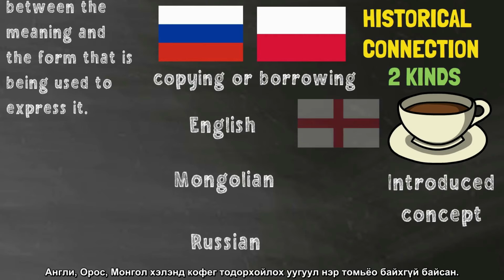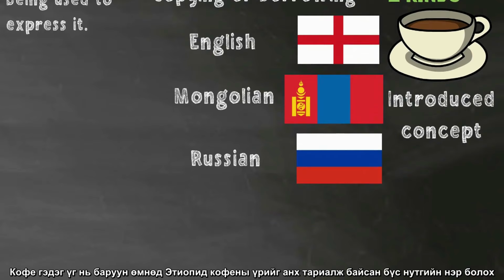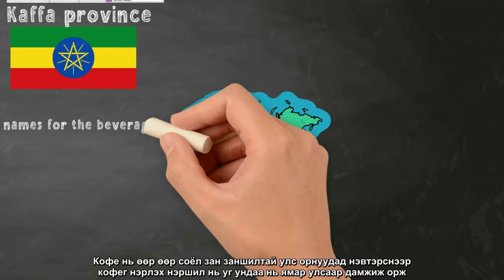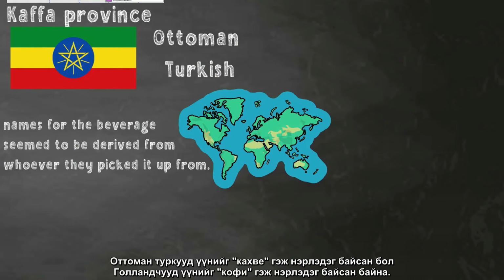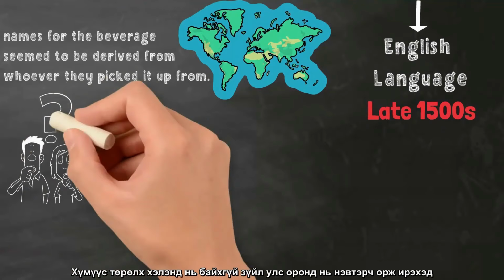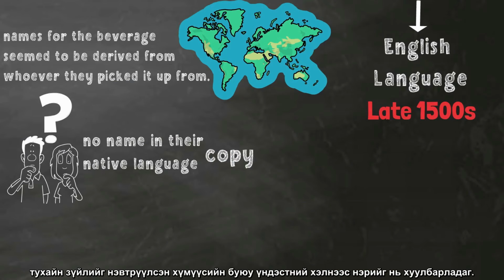Coffee is likely to be derived from the name of the region where coffee beans were first cultivated in southwestern Ethiopia, derived from Kaffa province. As coffee passed on to more cultures, their names for the beverage seemed to be derived from whoever they picked it up from. The Ottoman Turkish called it kahve, and then the Dutch called it koffie. It is likely that coffee entered the English language from the Dutch name in the late 1500s. When people come across things for which they have no name in their native language, they very frequently just copy the name from the language of the people who introduce the concept.